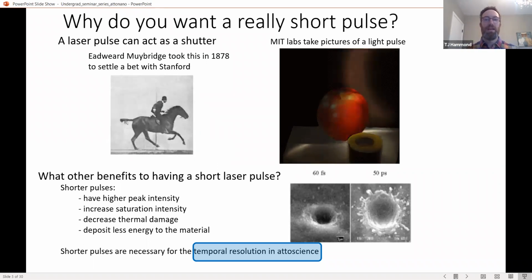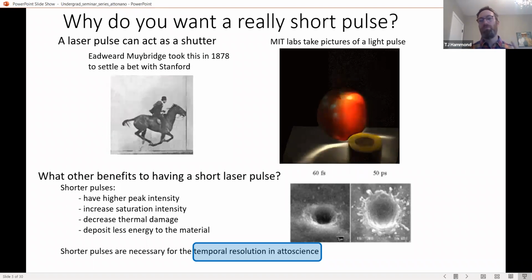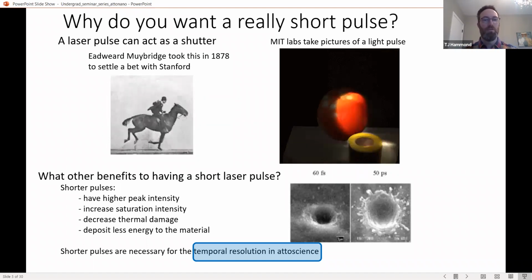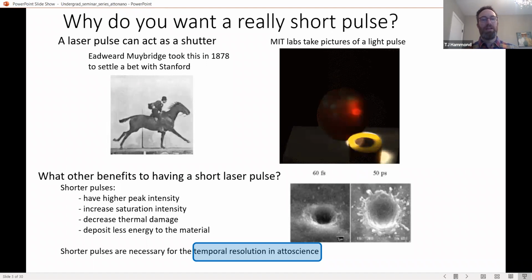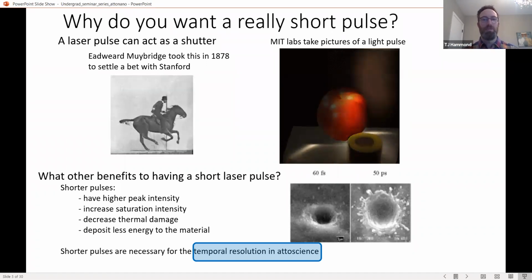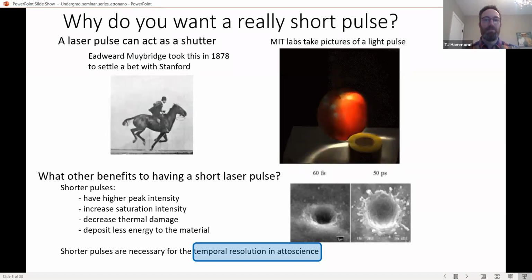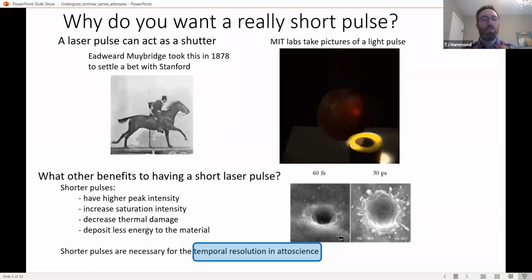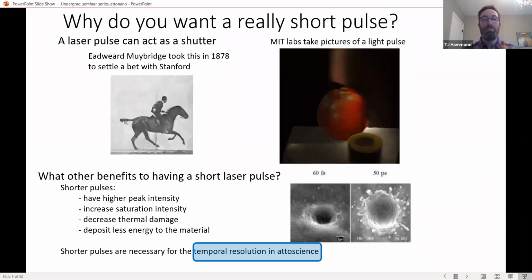A laser pulse can come in and excite some molecule or an atom or a crystal or something like that. And when it excites, that can act as a shutter for what we're trying to do. It can be a start or a stop of this experiment. So if we have a really short pulse, we can have really high peak intensity.